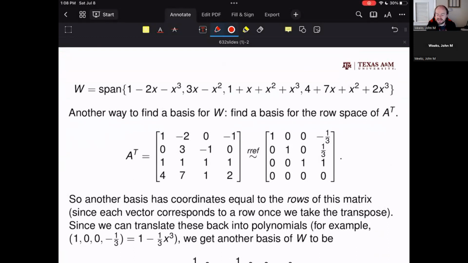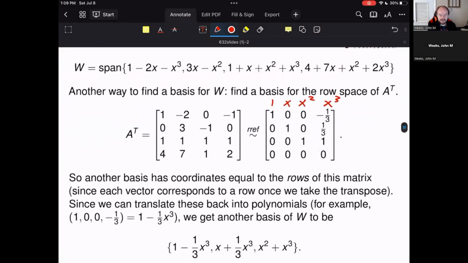Of course, we need to get these back into polynomials, but we can do this because each one of these columns now is associated to a particular element in my standard basis of the P3 space. So for example, the first row is 1, 0, 0, negative 1/3. That's this guy right here.